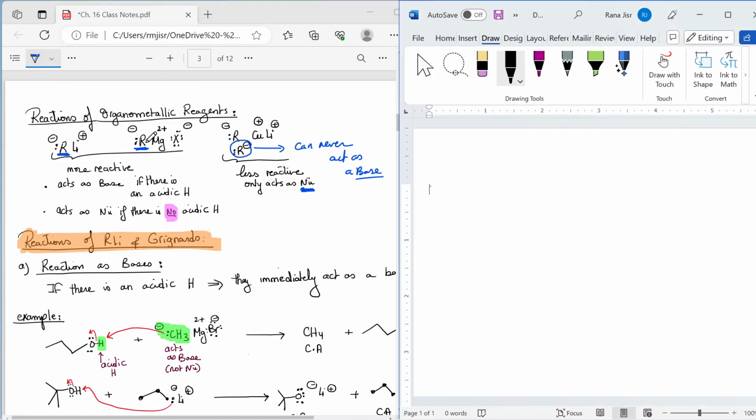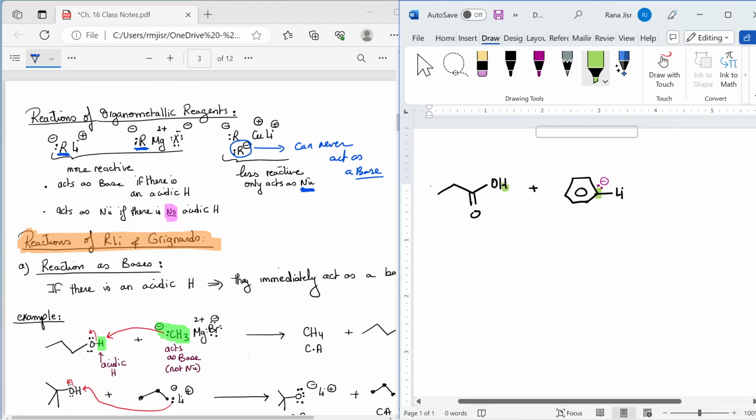We have examples of acid-base reactions of alkyl lithium and Grignards. Let's say, for example, we have this carboxylic acid and we are reacting it with alkyl lithium. We said to always look at the carbon that is connected to the lithium. This is going to be your carbanion. It acts as a nucleophile and it acts as a base. It acts as a base whenever you have an acidic hydrogen, and here we have an acidic hydrogen, so it's going to act as a base.